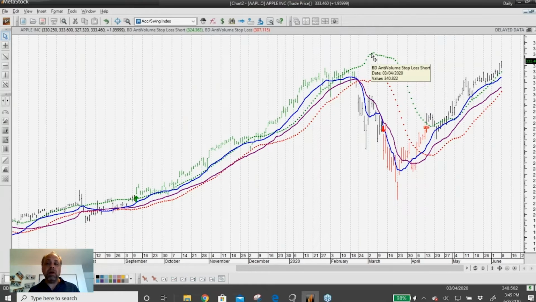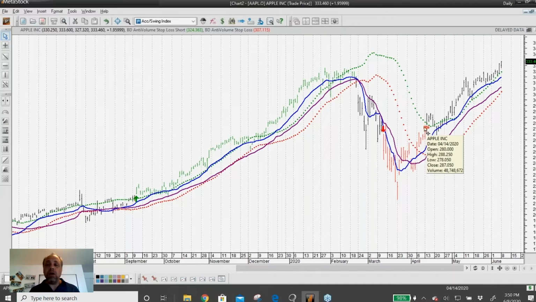Okay, the first indicator, I'm going to go from top to bottom. This first indicator is the Buff Dormeier anti-volume stop loss short. The way that you use this is as a stop loss. If you're in a short position, to get out of that short position, you wait for a close above that anti-volume stop loss, and then you get out of it.